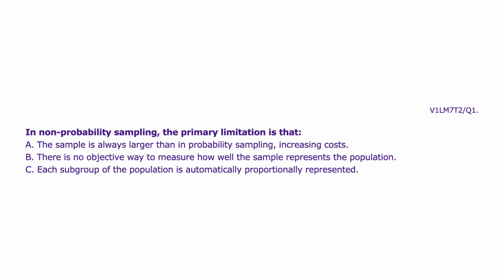In non-probability sampling, the primary limitation is that A. the sample is always larger than in probability sampling, increasing costs. B. There is no objective way to measure how well the sample represents the population. C. Each subgroup of the population is automatically proportionally represented.